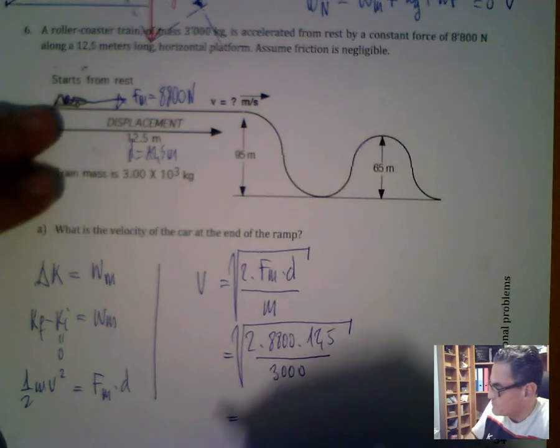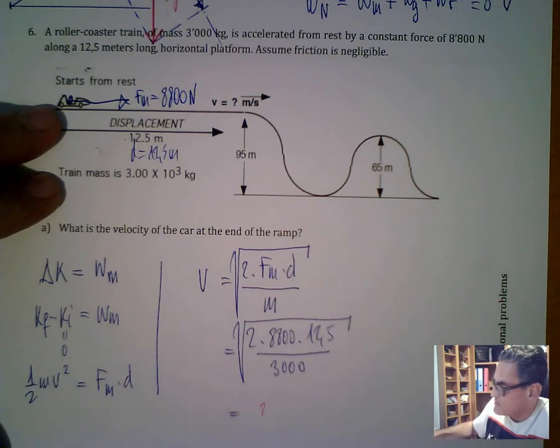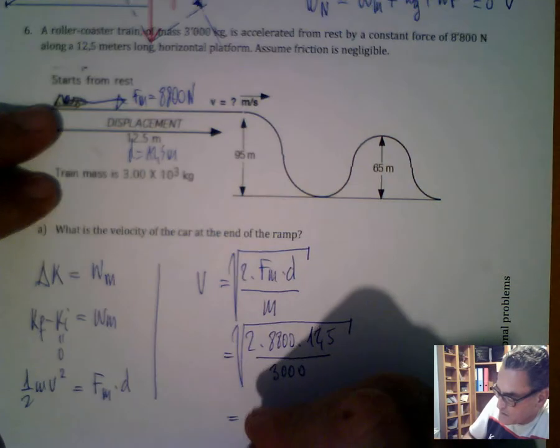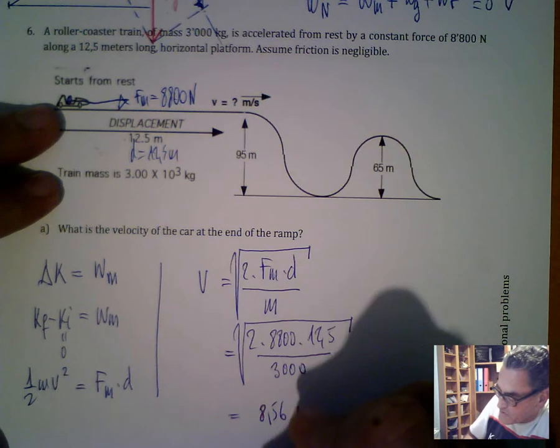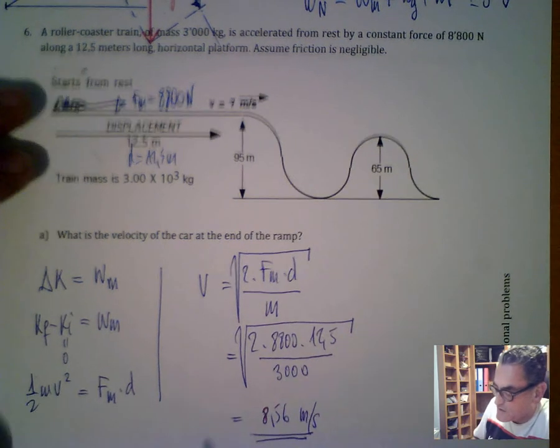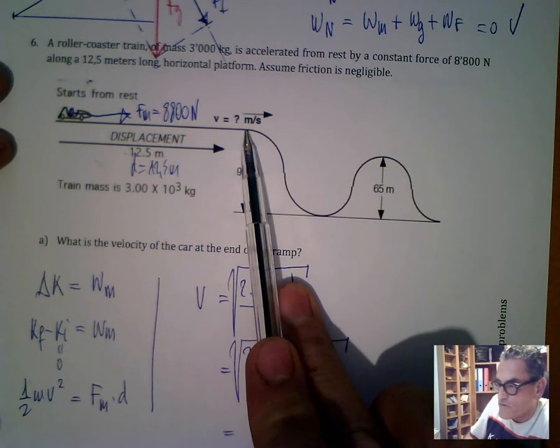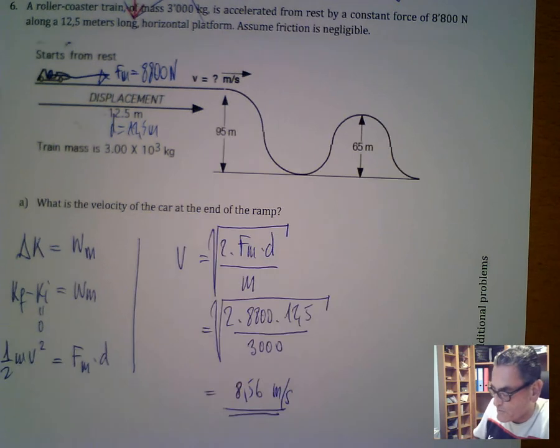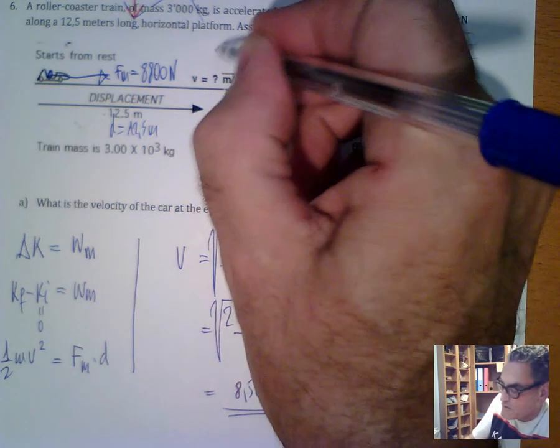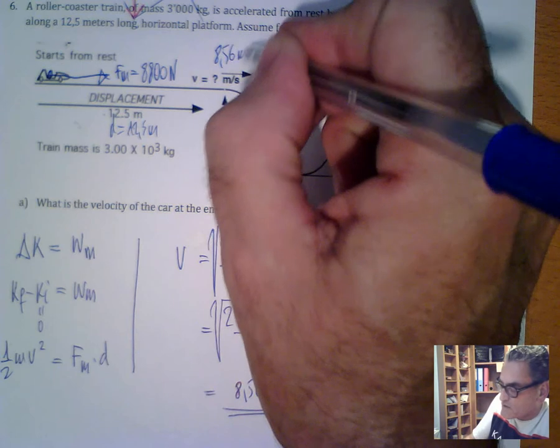So this computation gives us 8.56 meters per second at the end of the propulsion ramp. Okay, 8.56. Good.